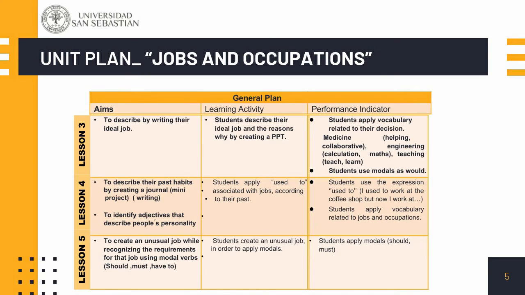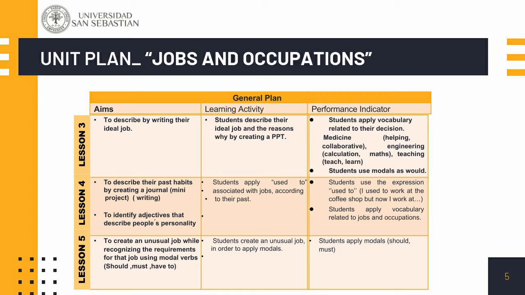Lesson number 3. The aim would be to describe by writing their ideal job. The learning activity would be students describe their ideal job and reasons why by creating a PPT. The performance indicators are 2. The first one is students apply vocabulary related to their decision: medicine, helping, collaborative, engineering, calculation, maths, teaching, teach, learn. And the other one would be students use modals as would and could.